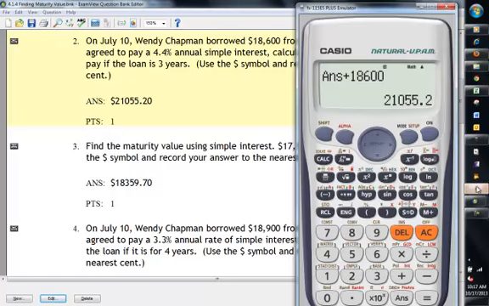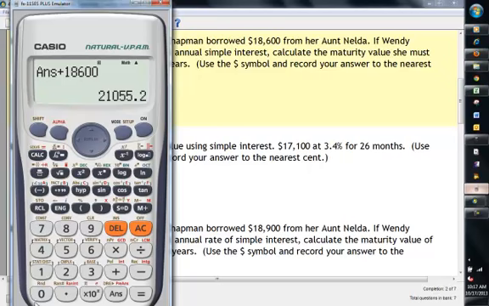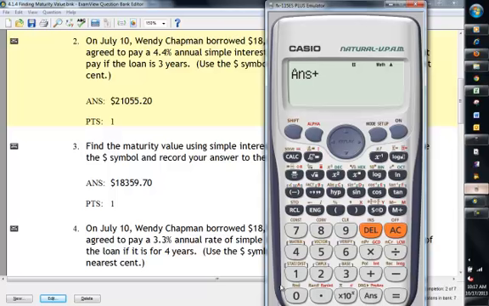Same thing would be true if it's for 26 months. To find the interest, you would take the principal, 17,100, times the rate, 0.034, times the fraction of the year, which is 26, and then it's months, so this would be 12. Remember that the time is always in years, and so we'd get 1,259.70, add the 17,100, and we get $18,359.70.